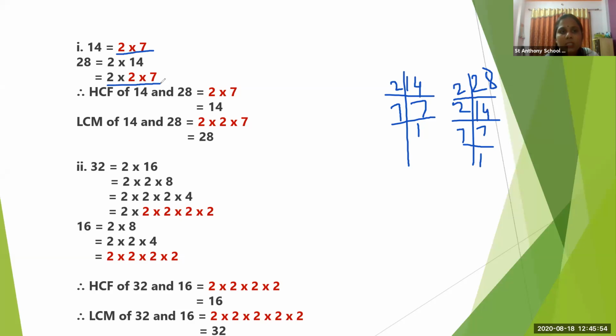Correct. Now which are the common factors among these two? Which are the common factors among these two? This 2 is there in 14, this 2 is there in 28, this 7 is there in 14 and 7 is there in 28, right? So what are the common factors? 2 into 7. So HCF will be 14.